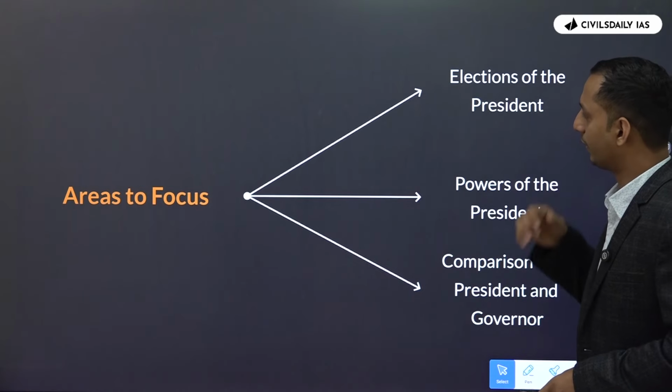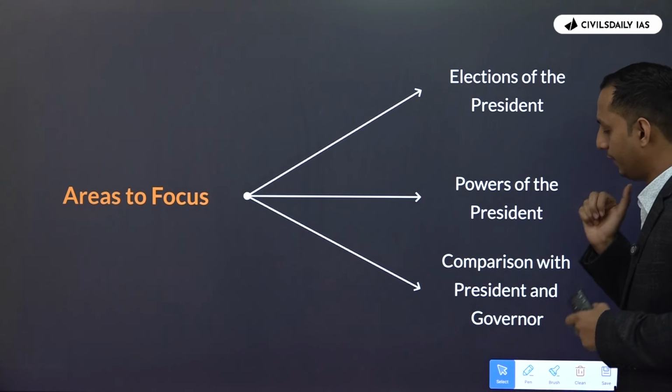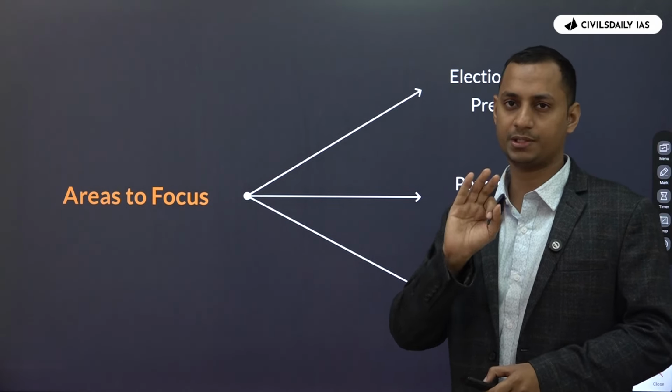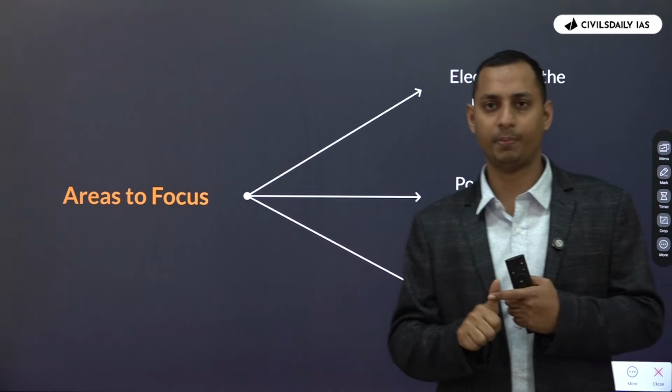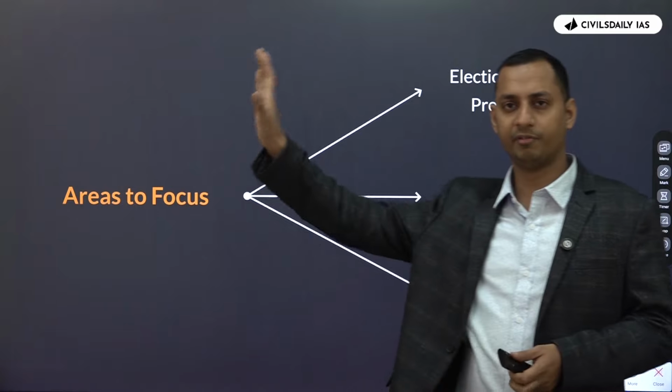Okay. So what are the areas to focus on in president? Election of the president, powers of the president, and comparison between the governor and the president are the 3 most important areas you have to focus on here. And the powers mean all the powers, okay? What are the emergency powers, financial powers, legislative powers, executive powers, all the different powers out there.